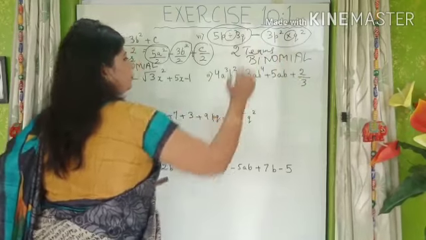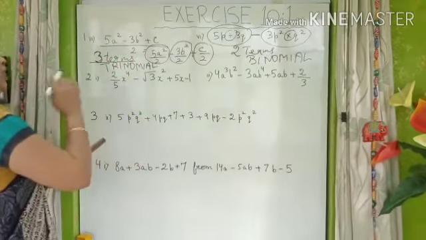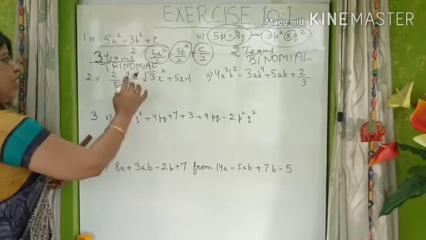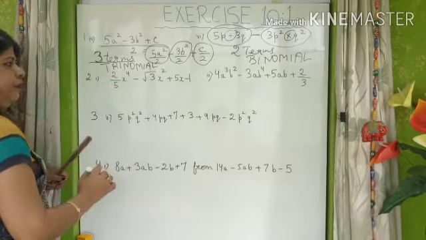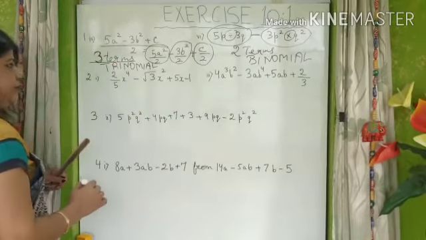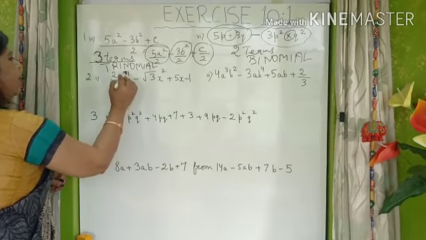Binomial. Followed? Come to the next question. Question number 2. In question 2, you have to tell whether it is a polynomial, and you also have to find out the degree of the polynomial. See the first one. See the literal. What power is it having?